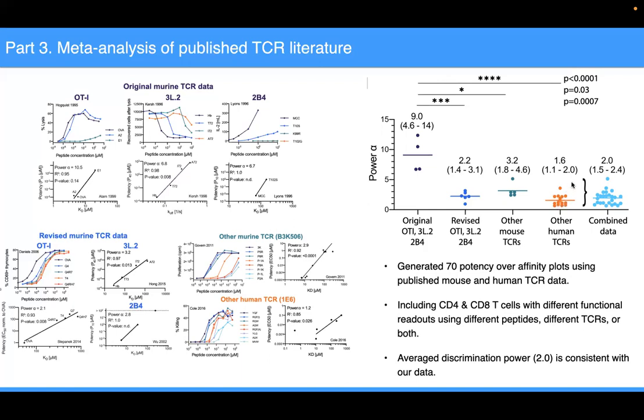And in fact, when we combined all of this data together, all these other receptors, we found a discrimination power that was, at least the mean, exactly the value that we got in our study with human T cells. There was obviously a large variation because these published studies' aim wasn't to calculate a discrimination power.